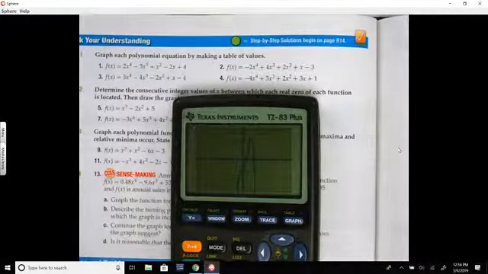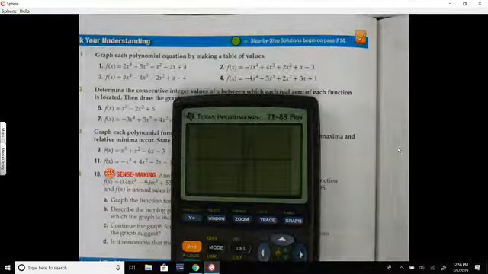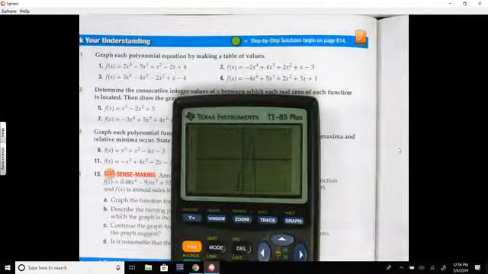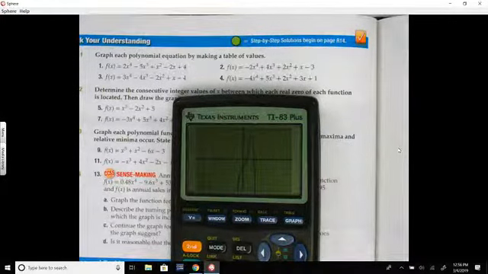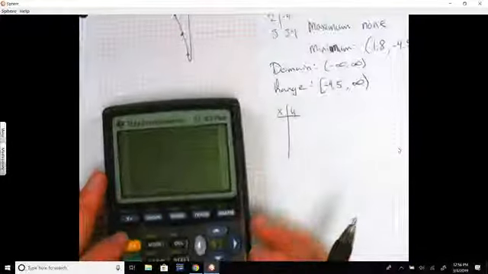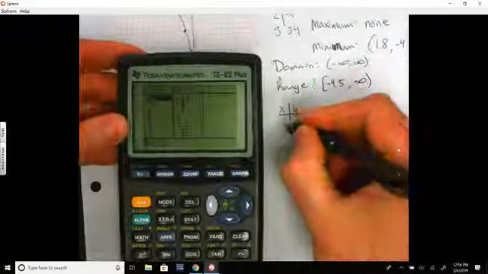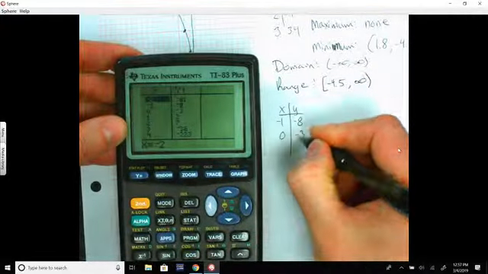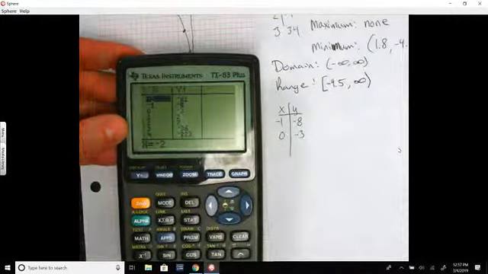Okay. So you want a graph of that? You want to list, find all the zeros? Have not a minimum, but a maximum. It was just number two on page 334.